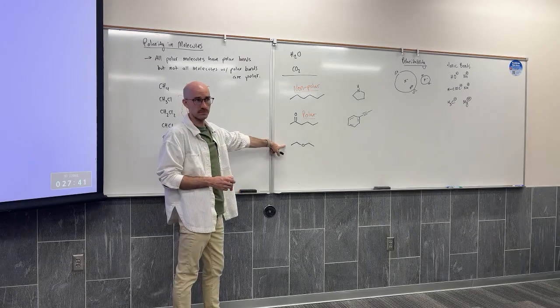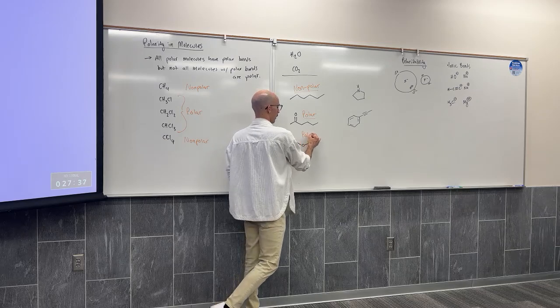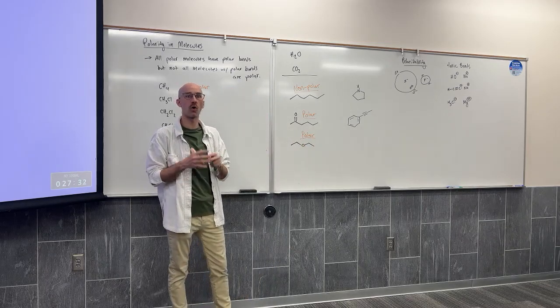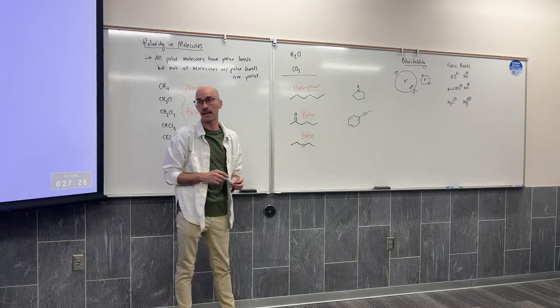Next structure, polar. One thing that we can say is if there is a heteroatom, it's probably a polar compound, or at the very least, that it has some polarity going on in that region.